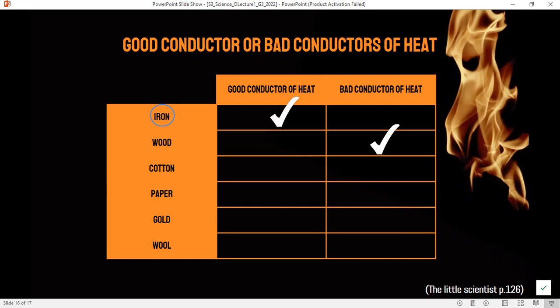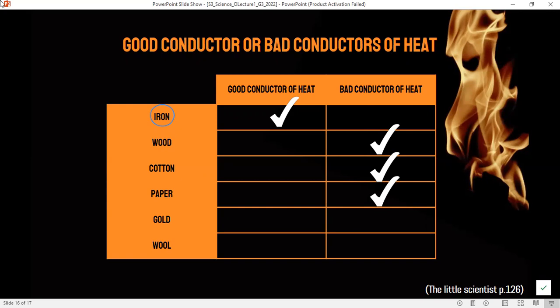Cotton. Cotton is used to make clothes. Is it a good conductor or a bad conductor of heat? Is it a metal? No, so it is a bad conductor of heat. Papers. Do papers let heat pass through them easily? Are they good conductors of heat? No, they are bad conductors of heat.